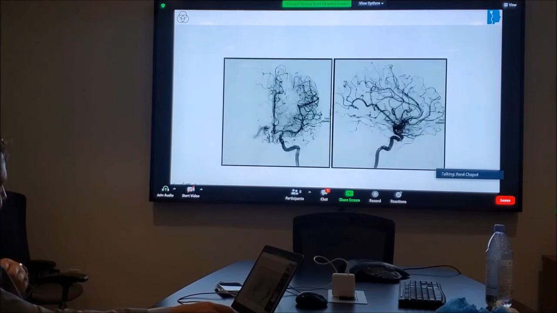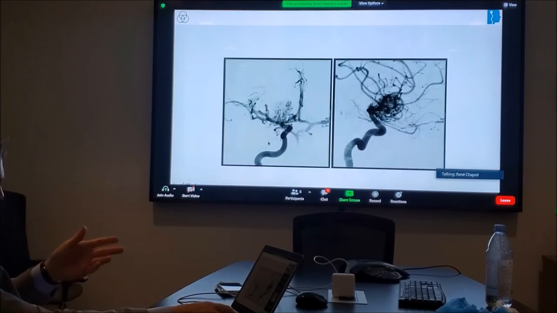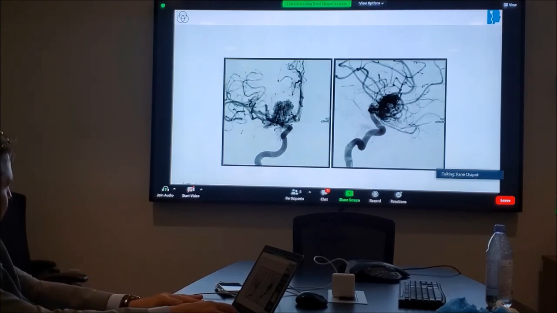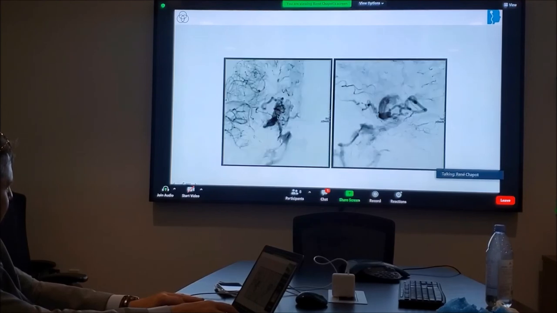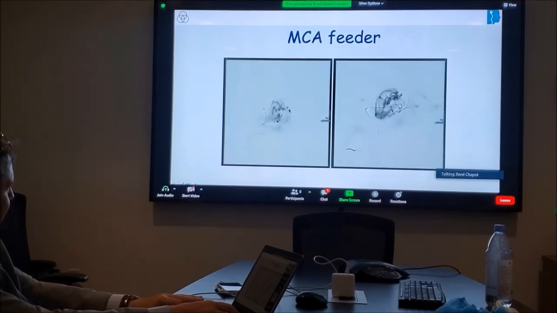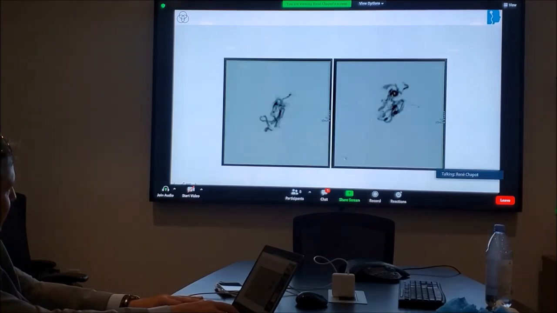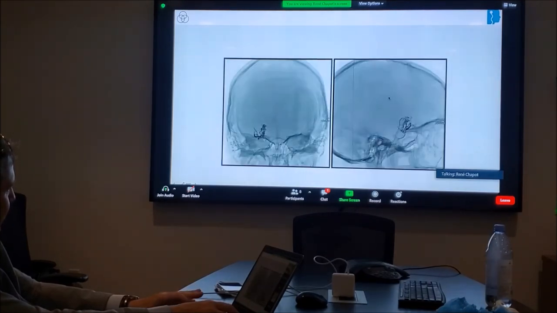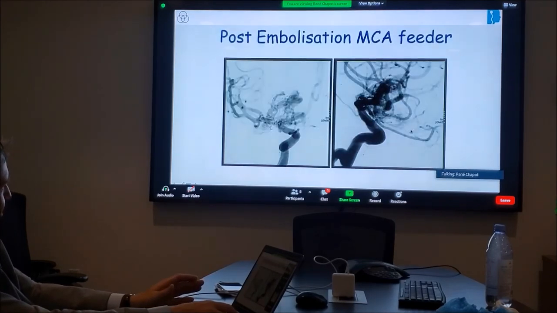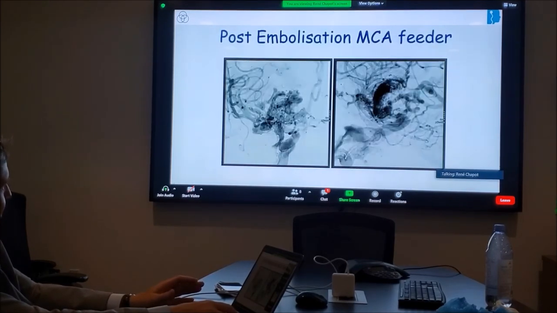But they have a vein where you may get access, even if here the vein was a bit difficult because it was joining the cavernous sinus. But it works also somehow. And here you have something coming from the MCA. So the first thing to be done is to get access by the MCA to embolize as much as possible. So there is some reduction, but most of the AVM is still there.